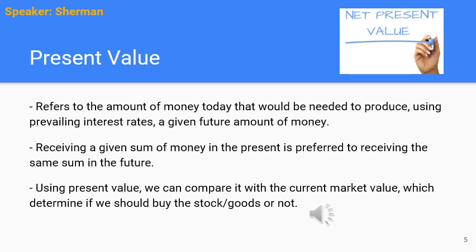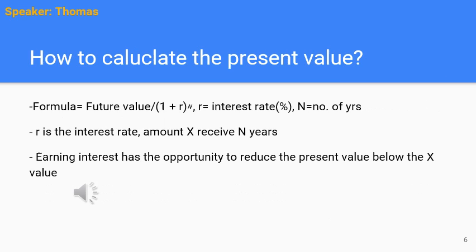So, what is present value? Present value refers to the amount of money today that will be needed to produce a given future amount of money, using prevailing interest rates. Receiving a given sum of money in the present is preferred to receiving the same amount in the future. By using present value, we can compare it with the current market value, which determines if we should buy the stocks or goods.